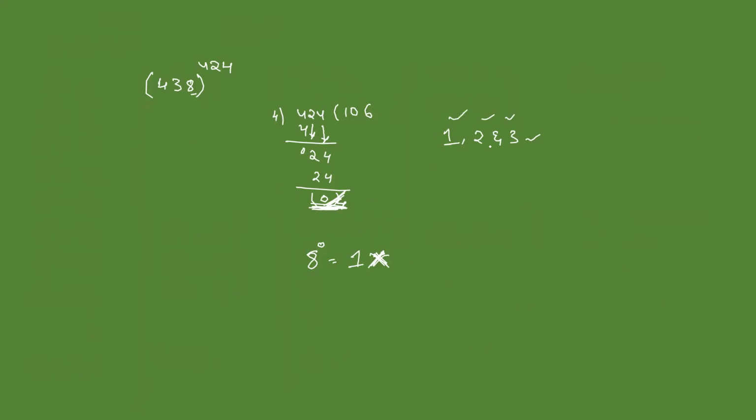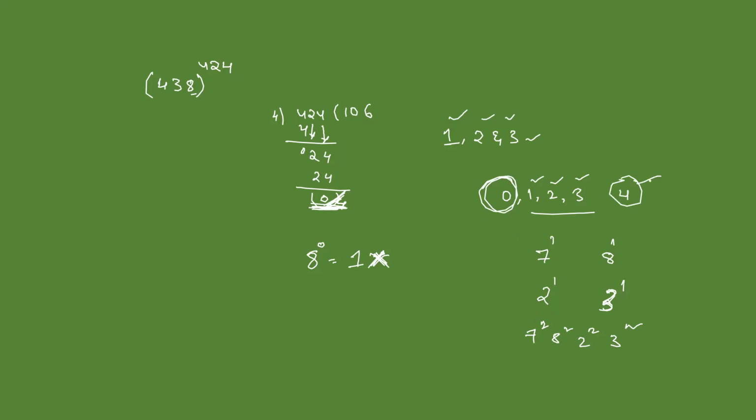When you divide a number with 4, what are the possible remainders? 0, 1, 2 and 3. For 1, 2 and 3, there is no problem. Directly you can take. If the unit digit is 7, take 7 power 1. If the unit digit is 8, take 8 power 1. Similarly, if the unit digit is 2, take 2 power 1 or 3 power 1, whatever it may be. If the remainder is 2, take 7 square, 8 square, 2 square or 3 square, depending on the unit digit. But if the remainder is 0, take the 4th power. Please remember this one only.